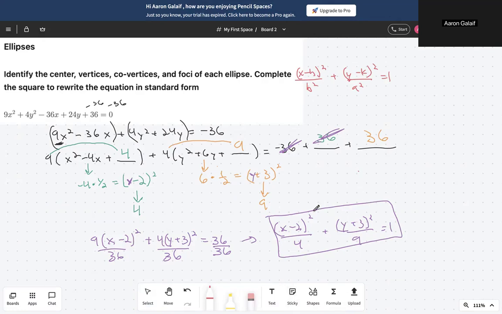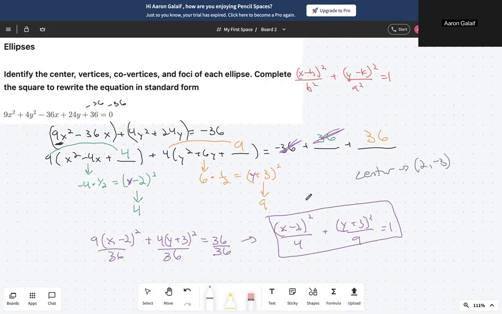All right, so now let's start writing other things. For example, the center. The center of this is always going to be our h, k. So here our h, k is (2, -3).